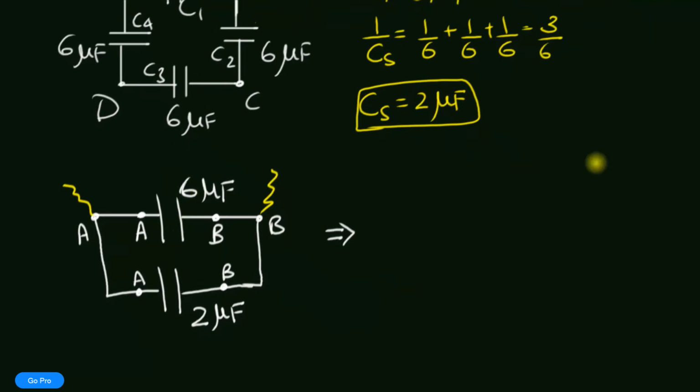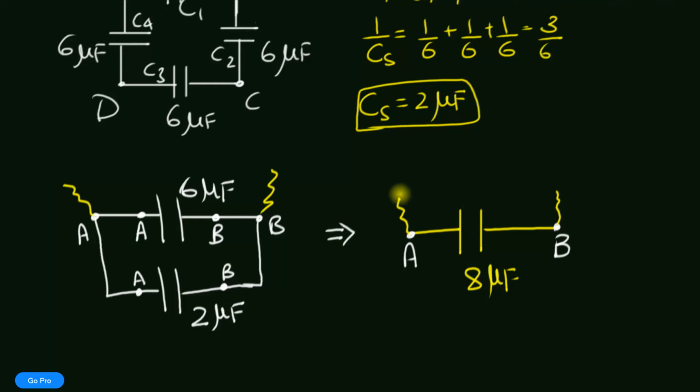And therefore, we're going to replace these two capacitors with one single capacitor. And that single capacitance will have the equivalent capacitance of 6 plus 2, that's going to be 8. All right, so we're going to have one single capacitor of 8 microfarad. And here are our points A and B. And don't forget the leads are still there.